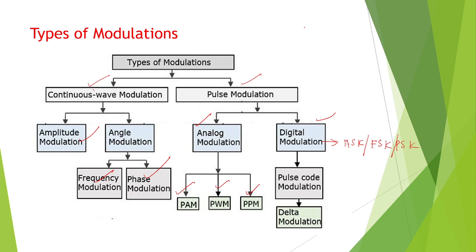In all the modulations, the message signal is common, either analog or digital, M of t, and we need to take one carrier signal. I am naming this as the carrier. If both are analog, that is analog modulation. If the carrier is pulse, then it is called pulse modulation techniques. If both are digital, then it is called digital modulation.